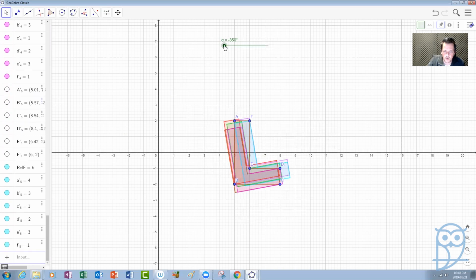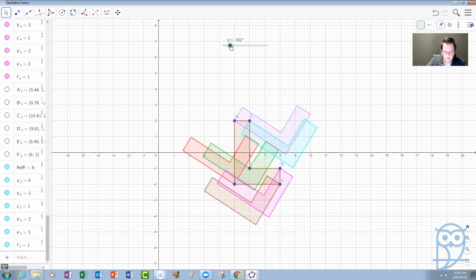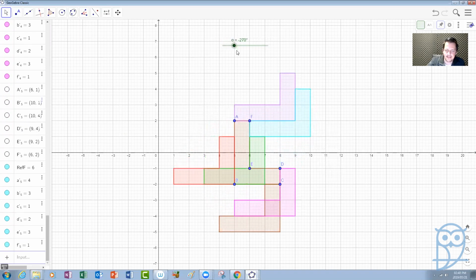There they start all going out. That's quite pretty, actually. That is 90 degrees. And you can see that every single one is different. Again, interestingly though, we would be able to move from each of these rotations using a translation transformation.